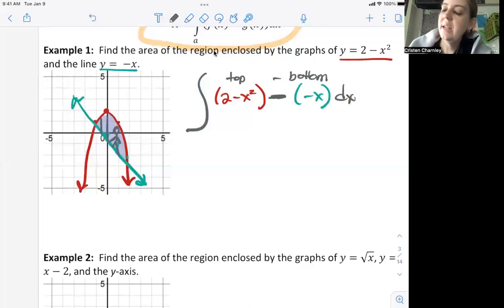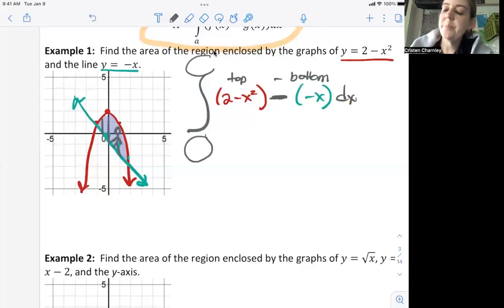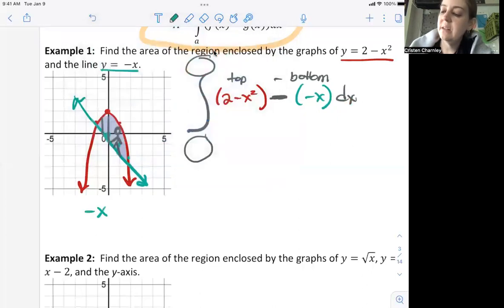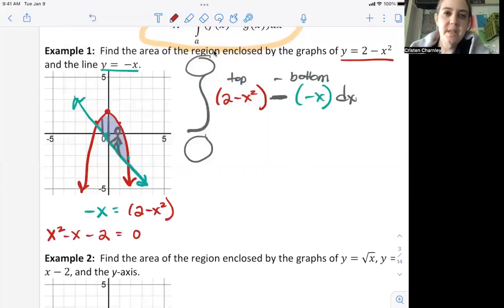The other thing we need is our a and our b. And those occur when the two lines intersect each other. So you want to set them equal to each other. I'll say negative x is equal to 2 minus x squared. Now, I've seen some crazy trying to solve when there's an x squared and an x in there. We know that algebra 1 and pre-calculus were a little bit bumpy. So let's move everything to the left-hand side. You want this equal to 0. So x squared minus x minus 2 is equal to 0.